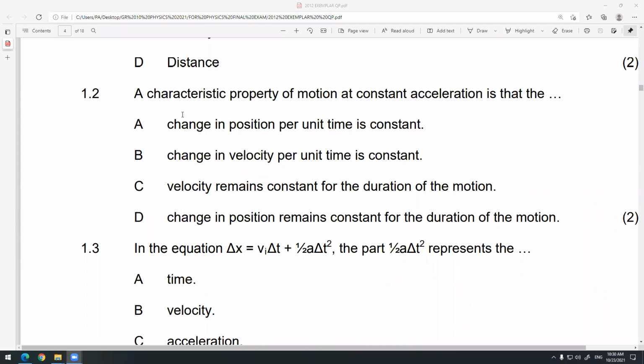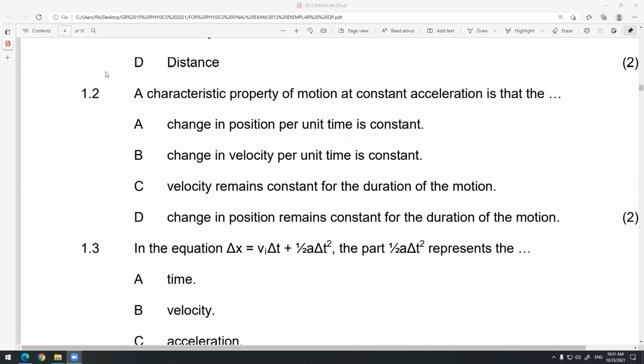A characteristic property of motion at constant acceleration is that: the change in position per unit time is constant; the change in velocity per unit time is constant; velocity remains constant for the duration of motion; the change in position remains constant for the duration of motion. What do you think? What is your answer? I can give you time and you can try, or you can just stop the video and try. Please try. If you try, it's going to be much better for you before just getting the answer. So you can give your answer and then wait for ours.